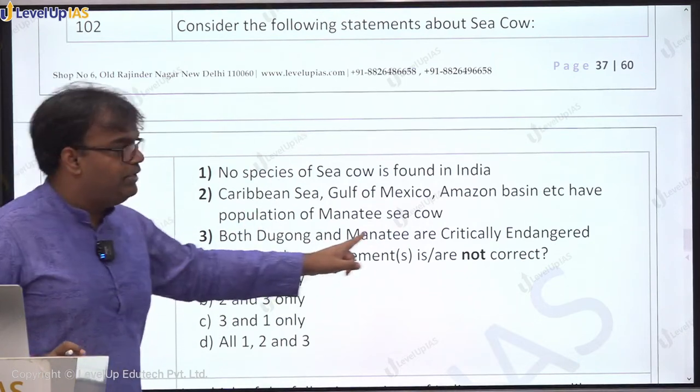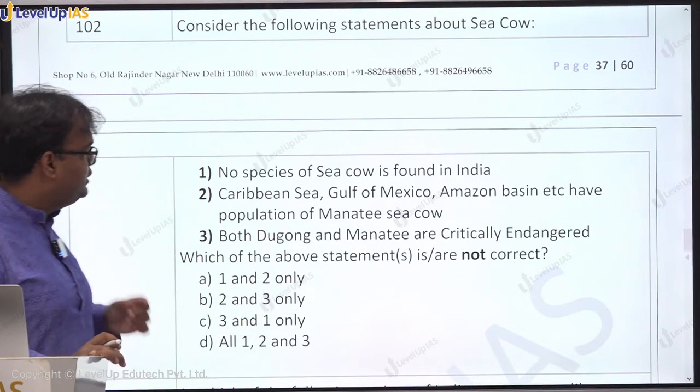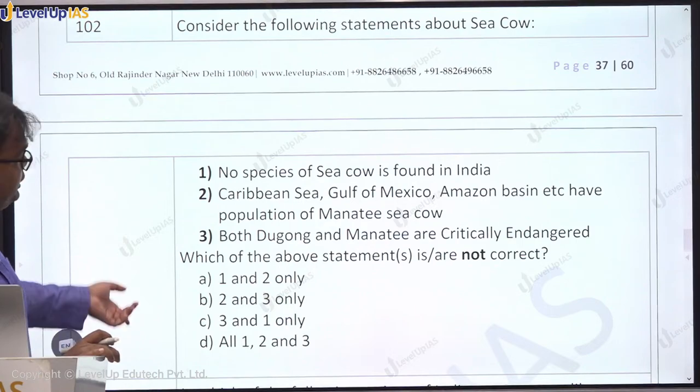Both dugong and manatee are critically endangered. No. They're vulnerable. Right. So what is the answer? The question asks which is not correct. So 1 and 3. C. Yes. 102 is C.